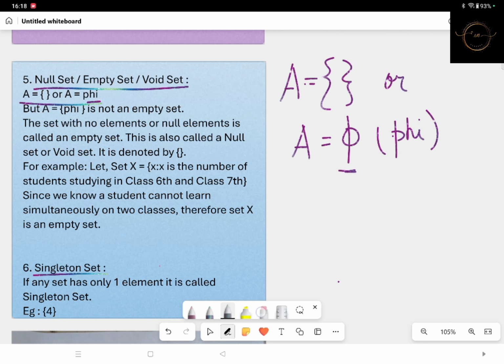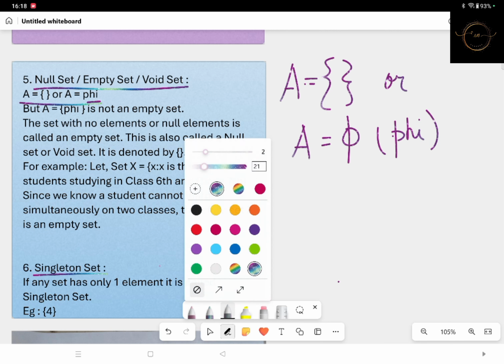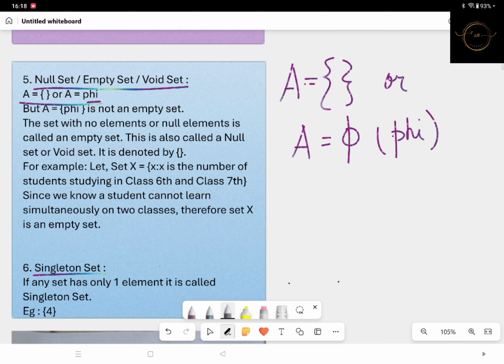So if either of the two is written, you can easily understand from the name itself that this is an example of empty set or null set or void set. So you can easily understand that the set with no elements will be called an empty set. It is also called null or void set, and it is denoted by only these two braces.